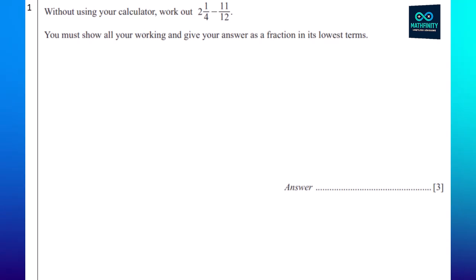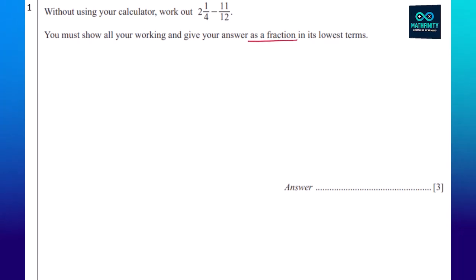Hello guys, now let us start solving the past paper questions. Look at the first statement in the first line: without using your calculator. As I told you at the beginning, this topic will be in paper 2, without calculator. And in the second line, they mention you must show all your working and give your answer as a fraction. This is an important point.